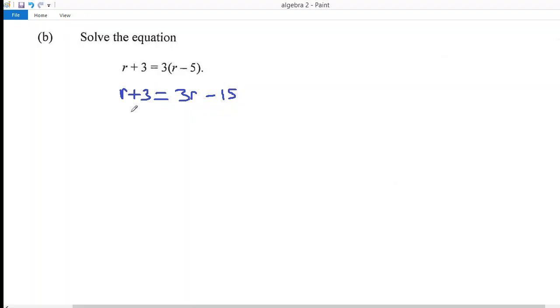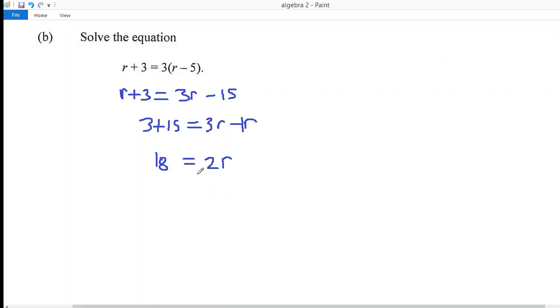I want to get all the numbers on one side and all the letters on the other side by themselves. So I have 3 plus 15 is equal to 3r minus r. 3 plus 15 is 18. 3r take away 1r. Remember, 1 is understood here. We'll give 2r.